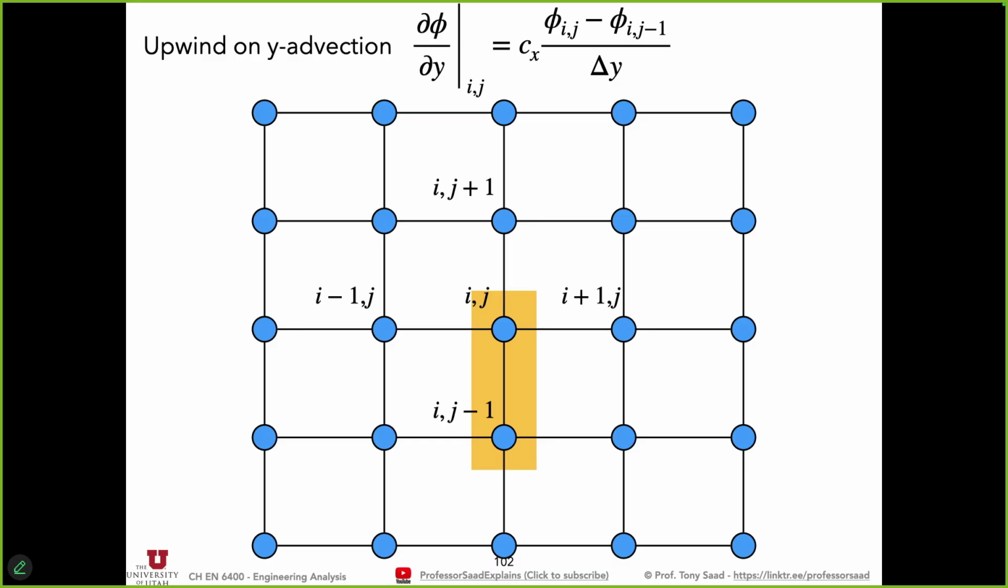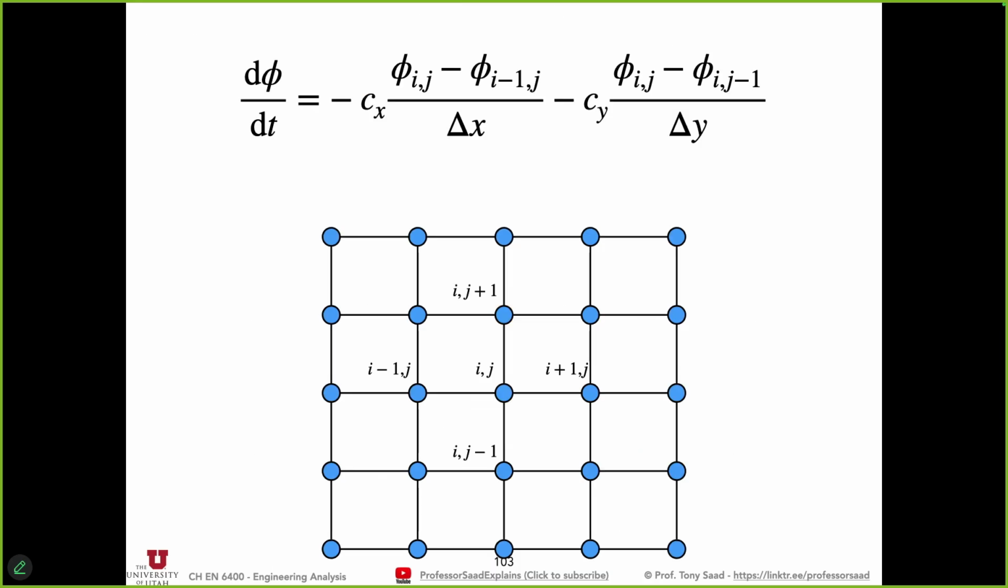Now, when you do the full discretization, it's going to look like this. d phi by dt at some point ij is going to be minus cx (phi ij minus phi i minus 1 j) over delta x, that's advection in x, minus cy (phi ij minus phi i j minus 1) over delta y.